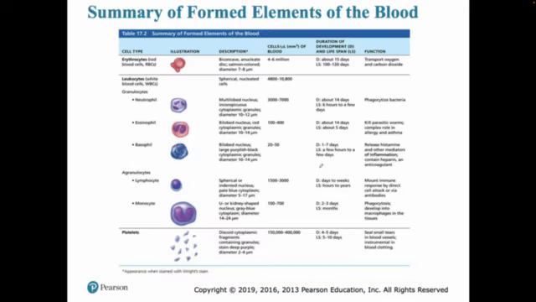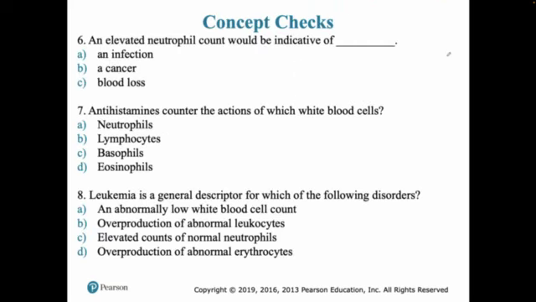This is an important table which summarizes all of the formed elements: their type, illustration, description, their numbers, how long they live, and their function. It's a very important table. You can use this for studying. This takes us to the concept checks.